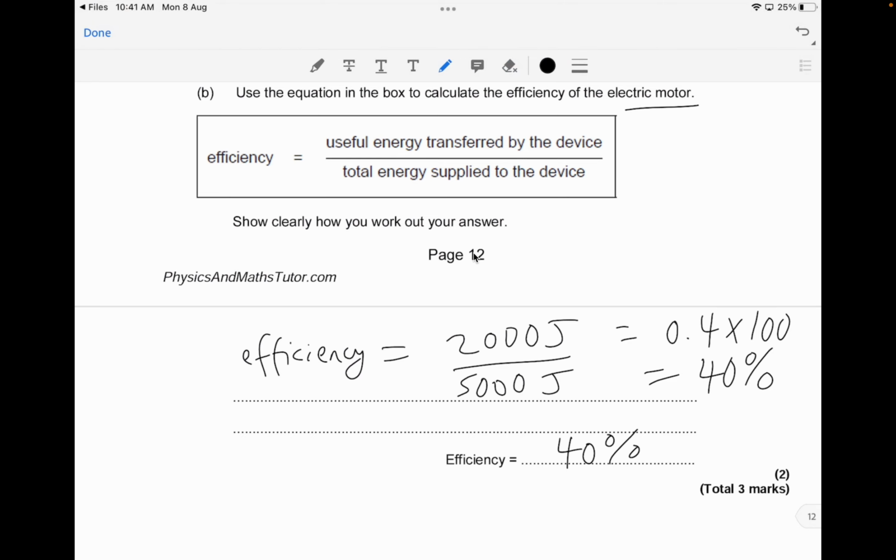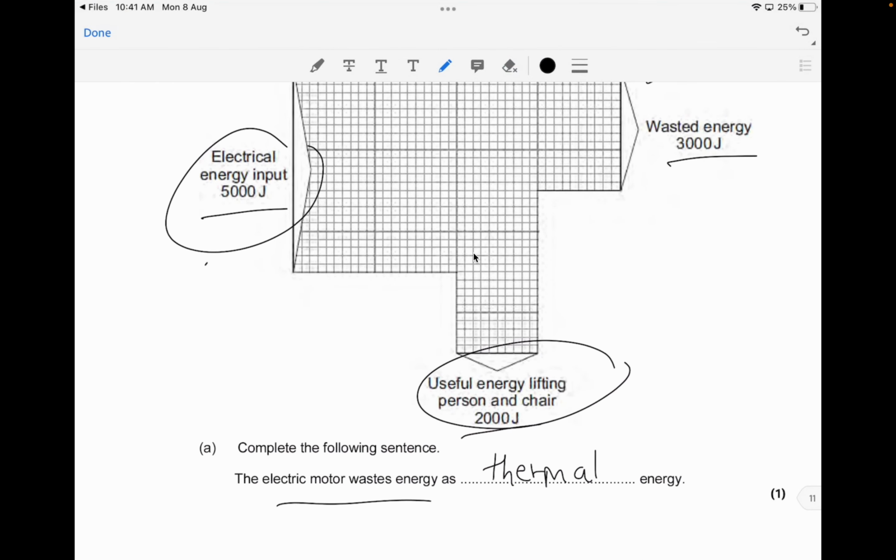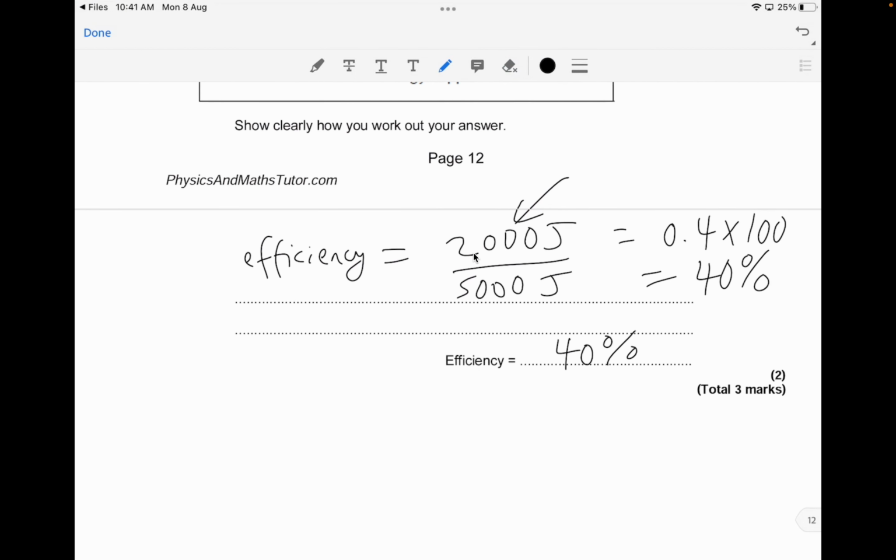Where I got this 2,000 and 5,000, I got from the Sankey diagram. It clearly states that the electric energy input is 5,000 joules and that the useful energy is about 2,000 joules. And we know that the efficiency formula is equal to useful energy divided by the electric energy. All right, that is your efficiency.